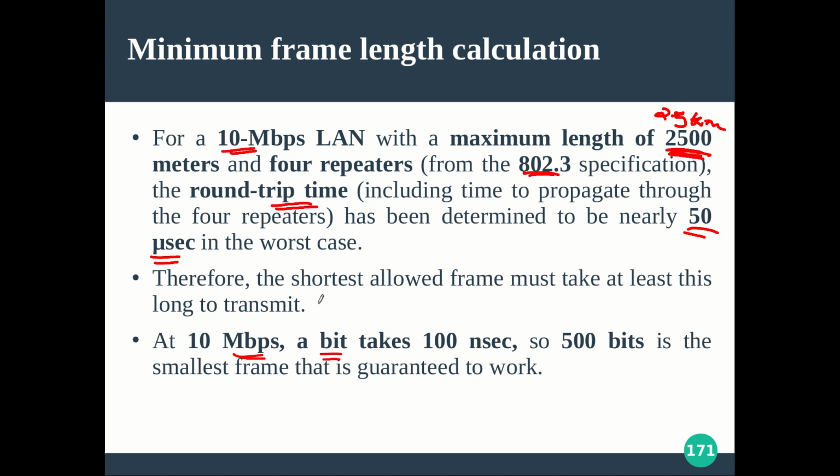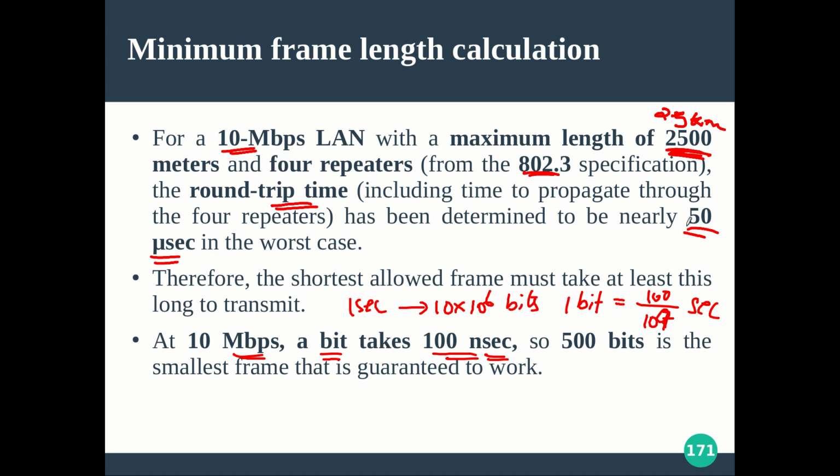So how is this calculation done? In every second, 10 megabits were transmitted. So what is the time taken to transmit a single bit? It is 1 by 10 raised to 7 seconds. And what is that? You multiply and divide by 100, you will get 100 by 10 power 9. And 10 raised to minus 9 is nano, right? 100 nanoseconds. So that is the time taken for transmitting a single bit.